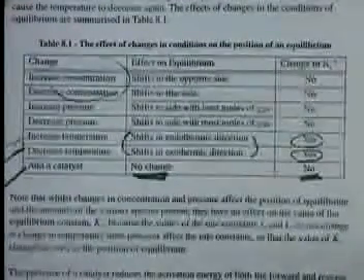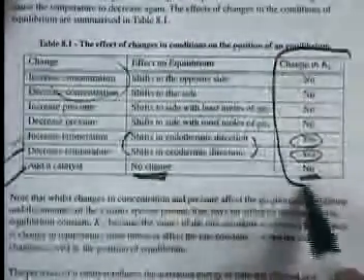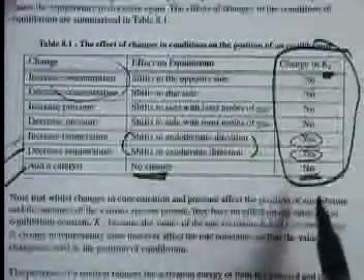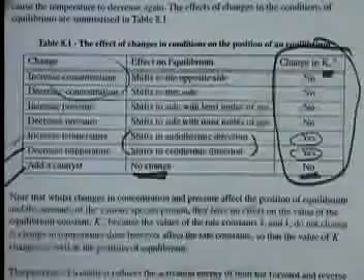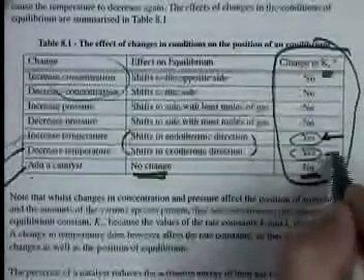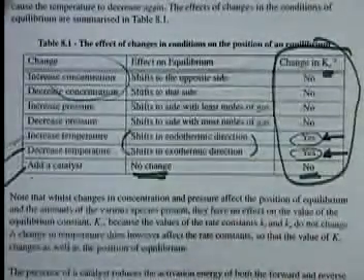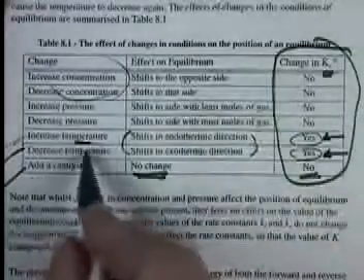If you forgot that, take a look back at this table that we just introduced to you a second ago. Which are the only things right here that will change K sub C? We're not saying that it won't shift the equilibrium, but we're saying that it will actually change the equilibrium constant itself, the ratio of products to reactants. And an increase in temperature or decrease in temperature are the only ones that will change that. Let's go on to the next question.